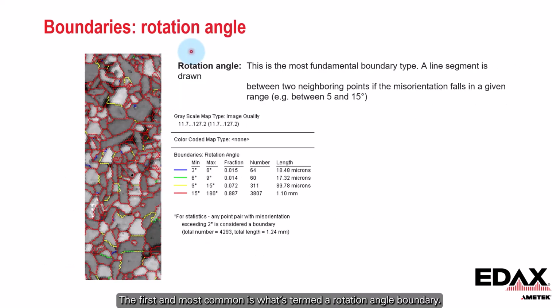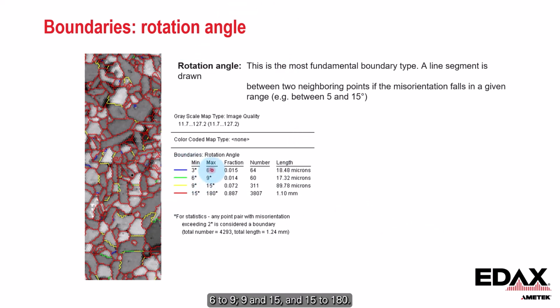The first and most common is what's termed a rotation angle boundary. This is the fundamental boundary type, where we essentially shade a pixel by the angular misorientation between 2 points. In this example, we've created 4 different ranges: misorientations between 3 to 6 degrees, 6 to 9, 9 and 15, and 15 and 180. Each range can have its own color and thickness assigned to it. You can see as we draw the boundary, we see it visually. We also get numerical statistics of the fraction, number, and grain boundary length present of each of these types.